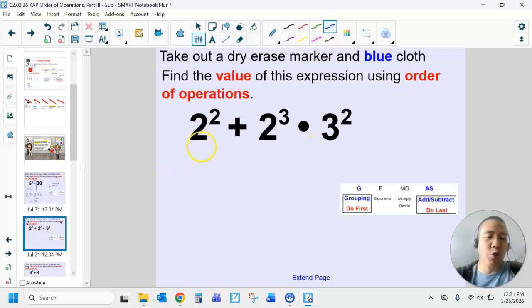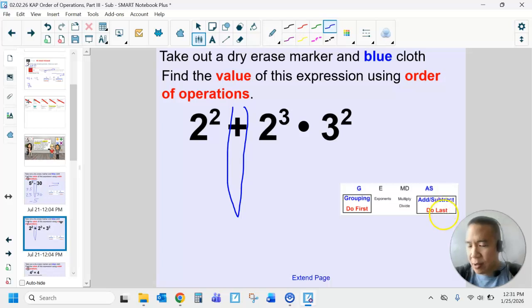Do you see any grouping symbol here? I don't. I do see this plus symbol. So I need to separate the terms. This is the left term. This is the right term. Let's solve the left term. The factor is 2, and I'll write it twice. 2 times 2 is 4.